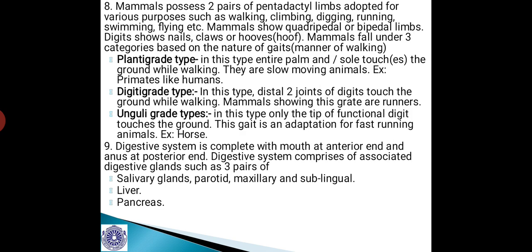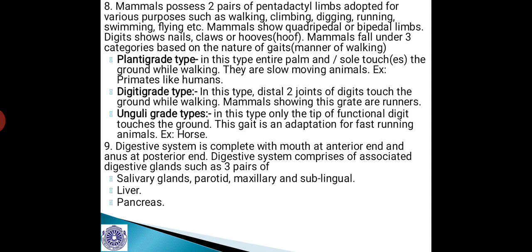See, most of the mammals are quadrupeds except in case of the mammals like man, chimpanzee and all. Then, the digits show nails, claws or hooves, and the mammals fall under three categories based on the nature of gaits, that is the posture or the manner of walking. The three types of postures of the gaits are as follows.